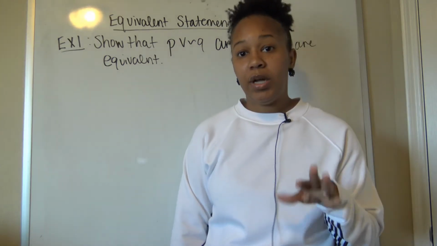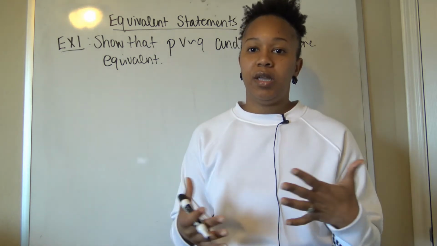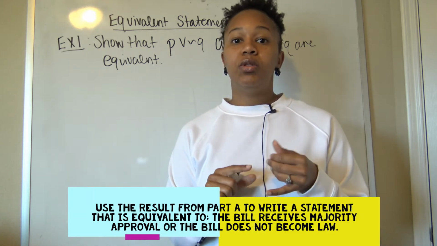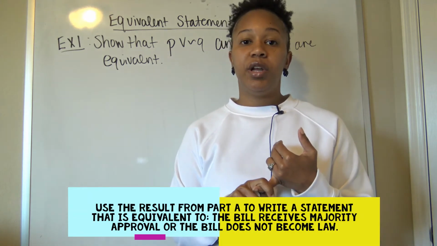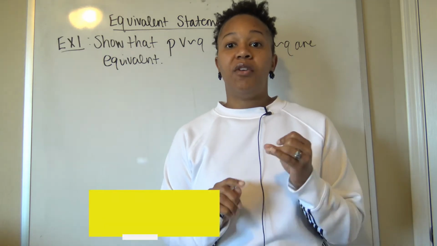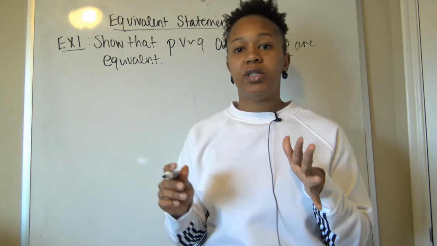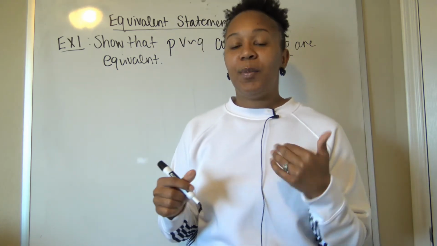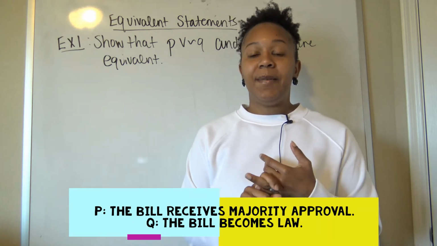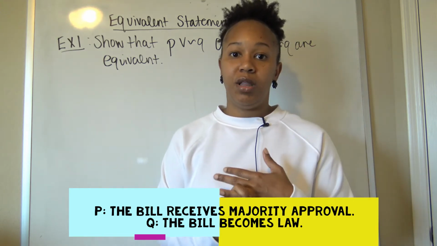Now there's a second part to this problem. I just erased the truth table so that I have room to write the second part. But the second part is we want to write an equivalent statement to the bill receives majority approval or the bill does not become law. Okay, so our first simple statement is the bill receives majority approval. So our P would be the bill receives majority approval. And then the second statement is the bill becomes law. So our Q would be the bill becomes law.